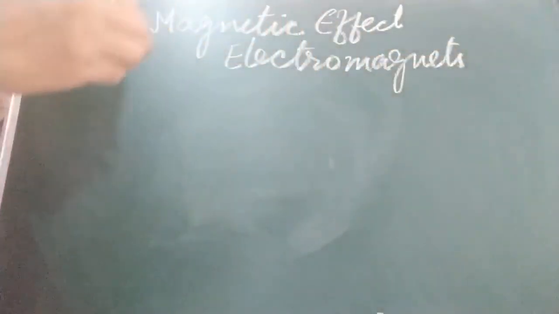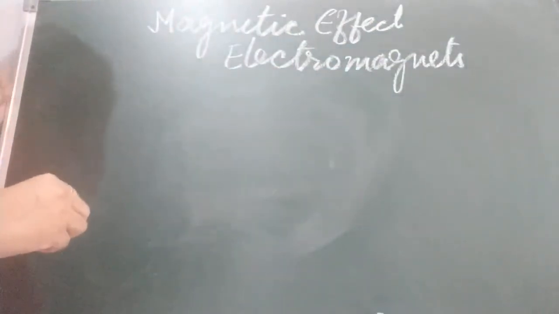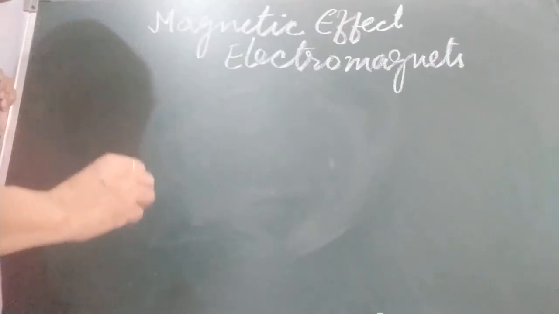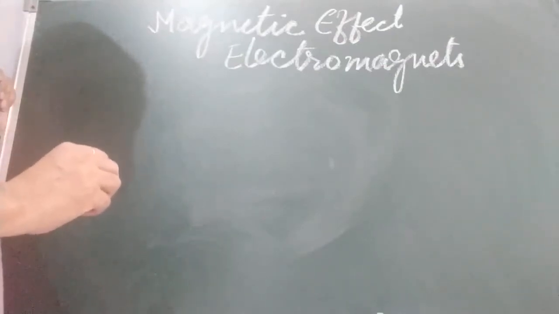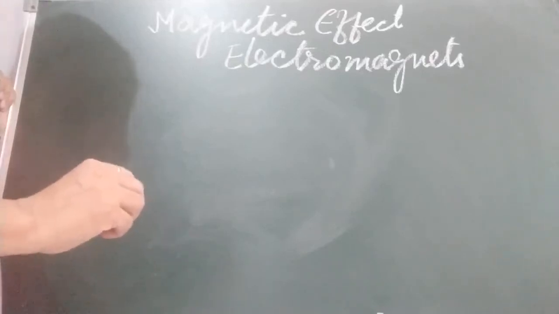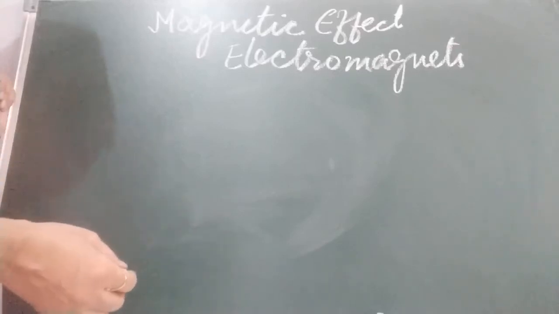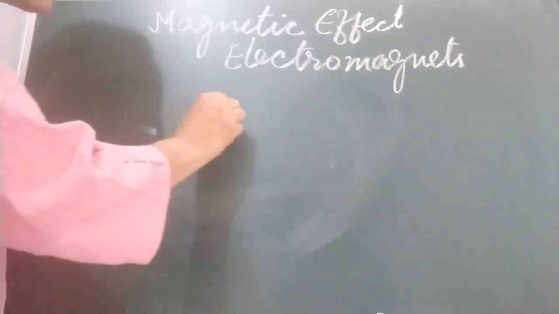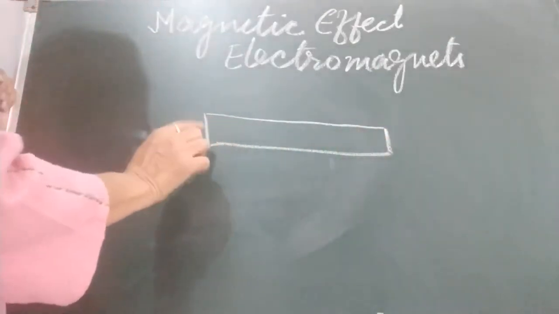What are electromagnets? Children, electromagnets are magnets when electric current is passed. An electromagnet is a device that acts like a magnet when electric current is passed through it. It loses its magnetic properties when the current is switched off. How are we going to make it? We take soft iron, and we will take a long wire.